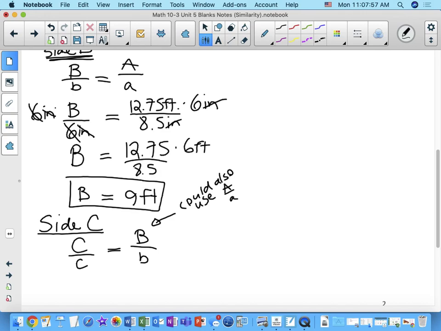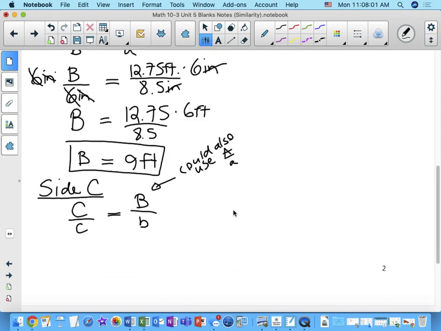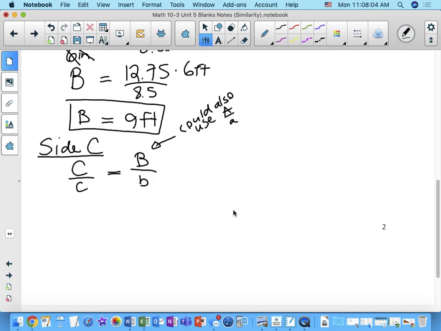Okay, now we're going to fill in what we know. So lowercase c is 6.5. So capital C, that's what we want. Lowercase c is 6.5 inches. Over, now we use this 9 and 6. Those are kind of nicer numbers. 9 feet over 6 inches. Okay? And then to isolate C, what do we need to do?